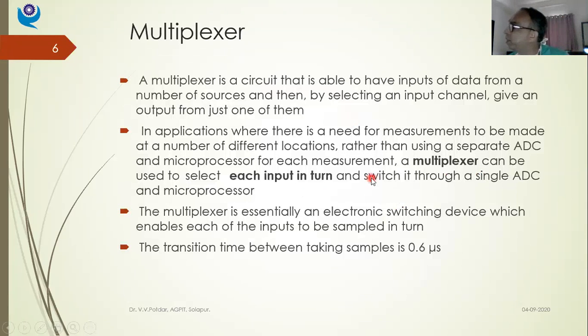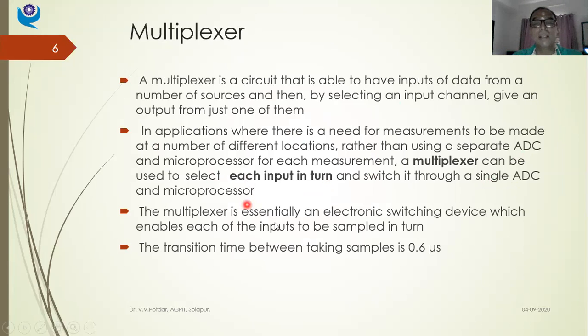Let us quickly see. A multiplexer is a circuit that is able to have inputs of data from a number of sources, and then, by selecting an input channel, give an output from just one of them. Just now I discussed. In applications where measurements need to be made at a number of different locations, rather than using a separate ADC and microprocessor for each measurement, a multiplexer can be used to select each input in turn and switch it through a single ADC and microprocessor.